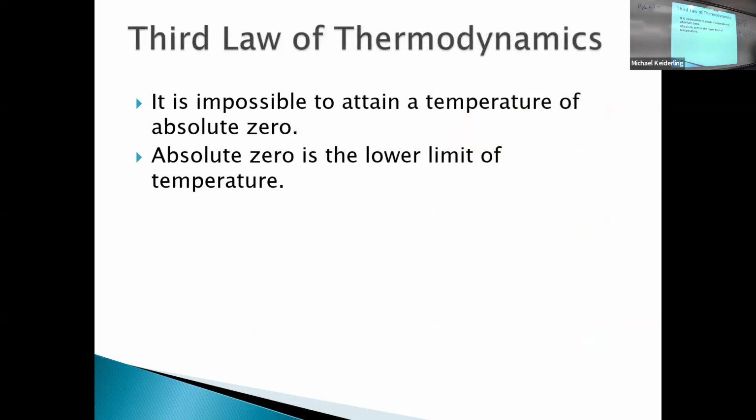Now, the third law of thermodynamics is that it is impossible to attain a temperature of absolute zero. Absolute zero is the lowest temperature there is. Some people also talk about a zeroth law of thermodynamics, which basically says temperature exists, but we don't need to worry about that here. So the coldest you can go is absolute zero, and you can never actually get there. And absolute zero corresponds to absolutely no motion, so it's impossible to achieve that state.